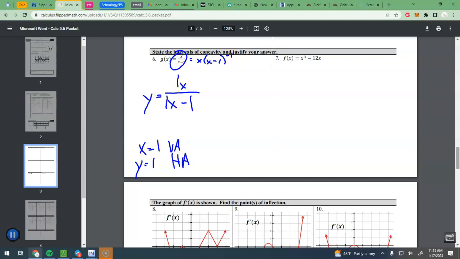Remember, if it was like this, where's the higher power here? Bottom. So then where's your horizontal asymptote? Higher power's in the bottom. It's going to be 0. Where are the vertical asymptotes here?